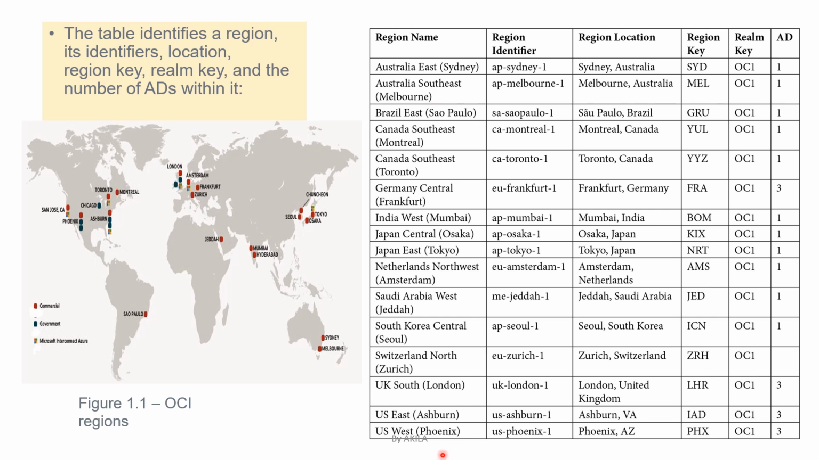These are the region names available for Oracle Cloud, and these are the region identifiers, and where each is located. In India, Mumbai is the only place where the region is available. Within this region, various availability domains are there. Right, this is the region. Within the region we will have an availability domain.